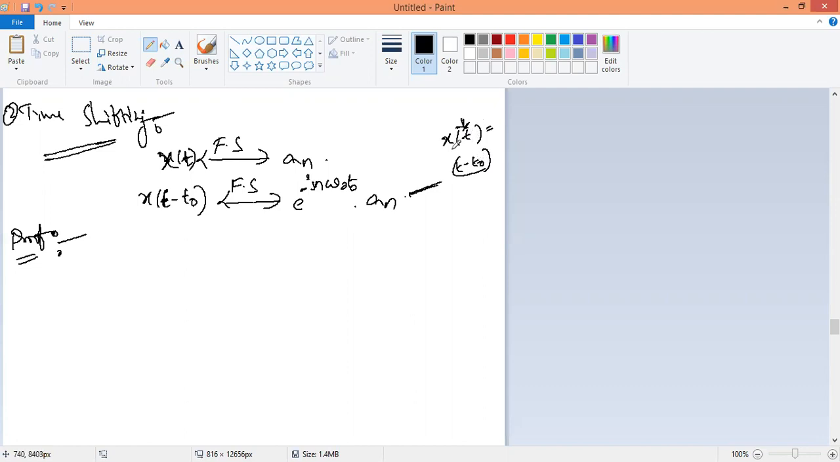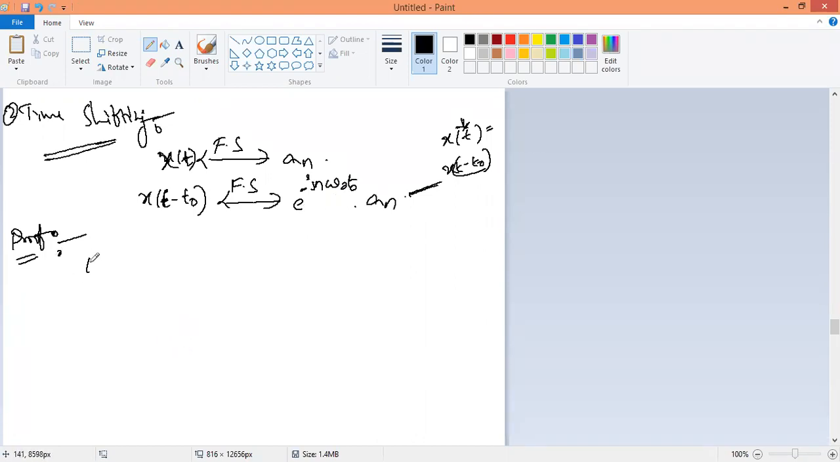Next, the Fourier series of the time shifted signal. Okay, now the Fourier series of x of t minus t naught is e power minus j n omega naught t naught into a_n. Next, let's see the proof.